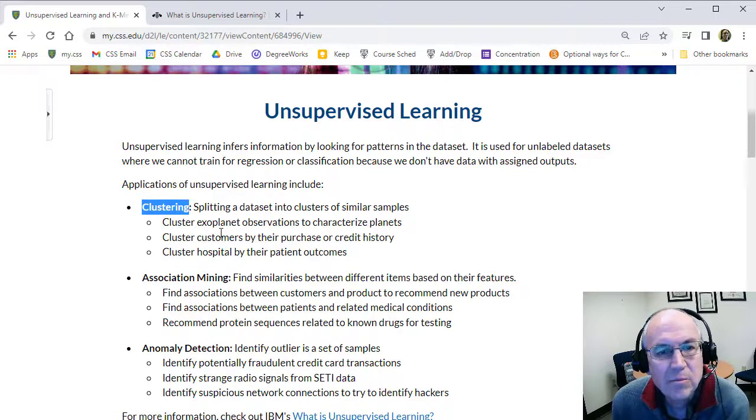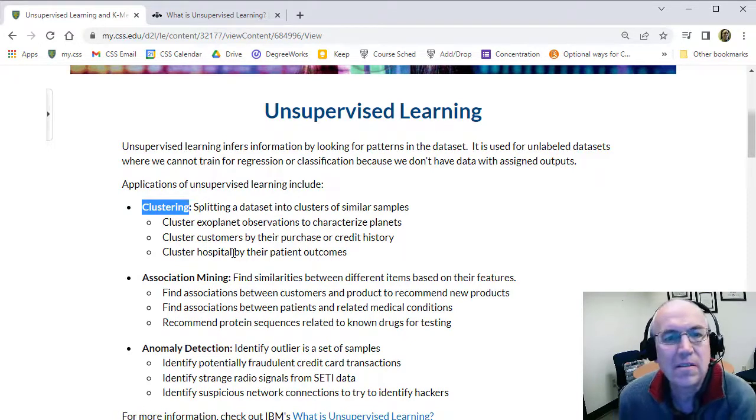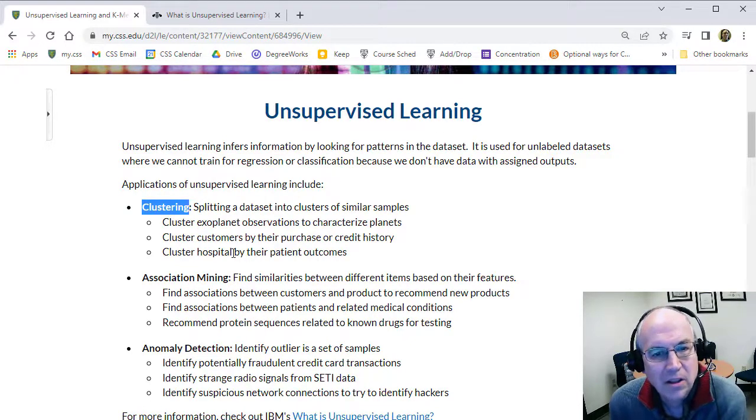We might have customers and we want to cluster customers together by their purchase history or their credit history or something like that. Hospital patients, we may actually characterize hospitals. I've done some work with hospitals, looking at their patient outcomes and then grouping groups of hospitals together that way.